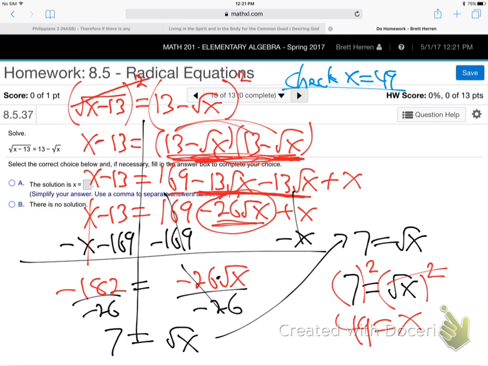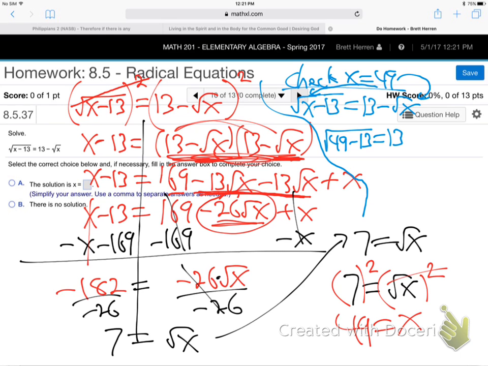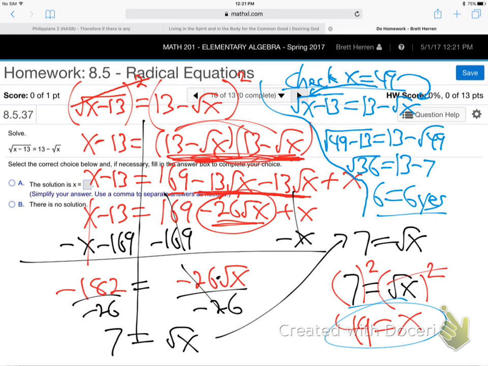So let's go back to the original. Plug in the 49. It's the root of something. 36. What's the square root of 49? 7. 6 equals 6. Yes. The answer works. 49 is the real answer.